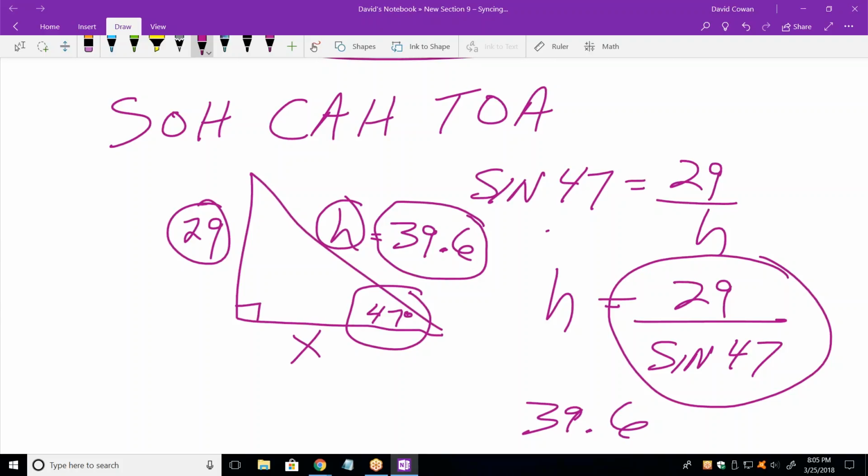X. What trig function is going to tell me what that side is? It would be tangent, opposite over adjacent. So then it would be 29 over... Tangent of what? We always take trig functions of angles. The tangent of 47 is equal to 29 over x. Okay. And I trust you can solve that, because that's just a number that you're going to get out of your calculator.